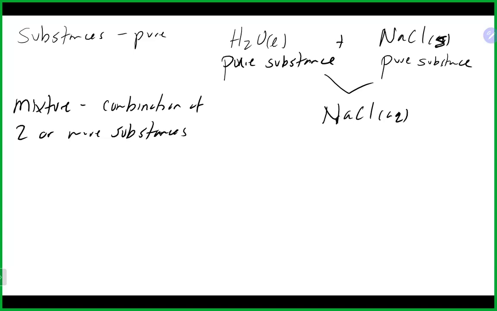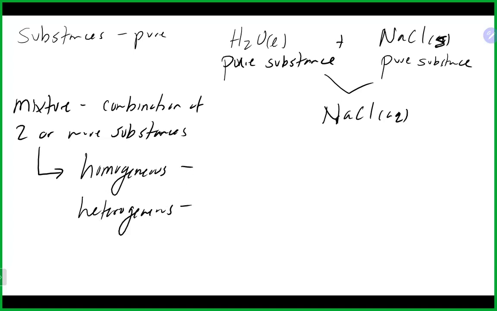Now, there are two types of mixtures. There is the homogeneous mixture, and there is the heterogeneous mixture. In a homogeneous mixture, everything is the same throughout.